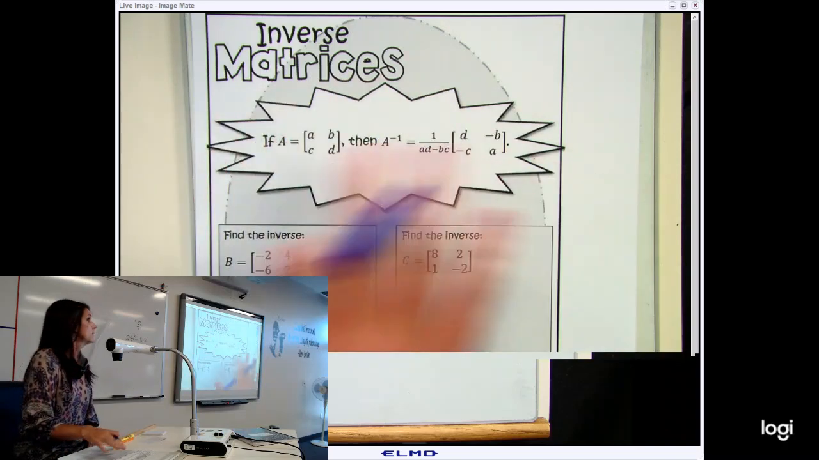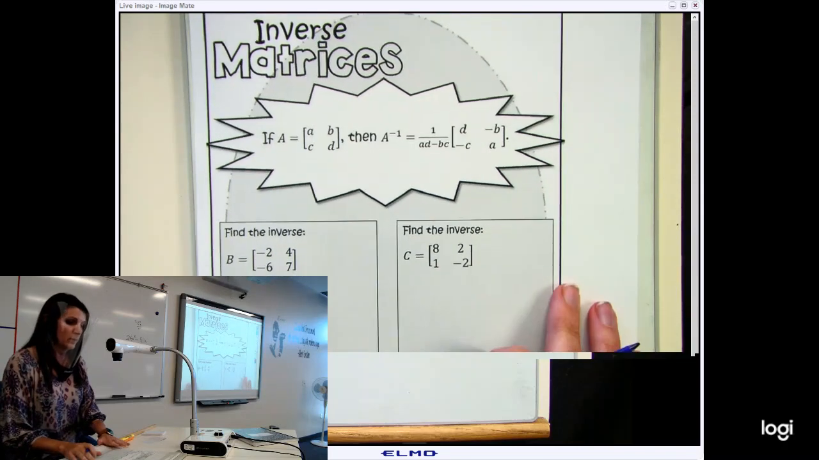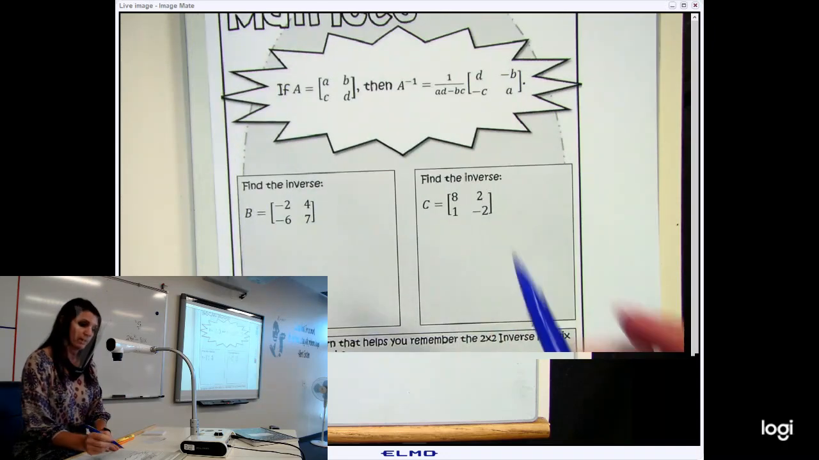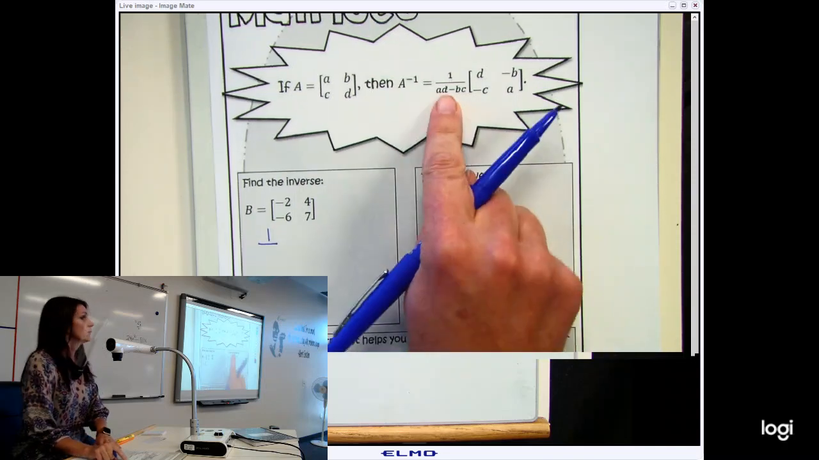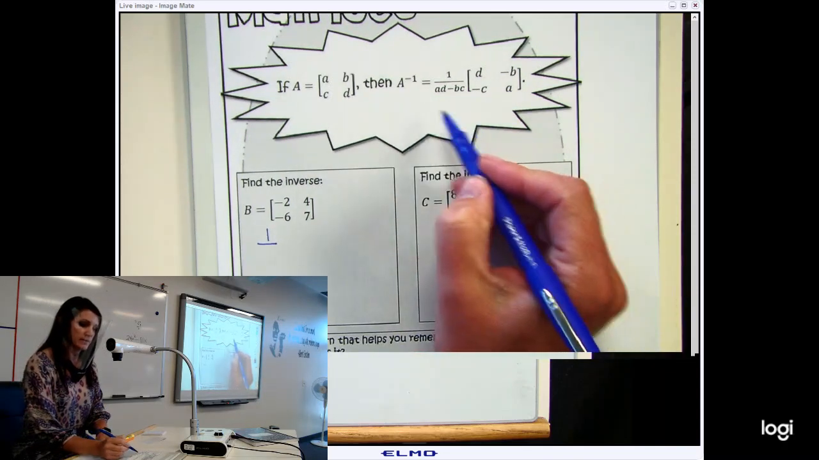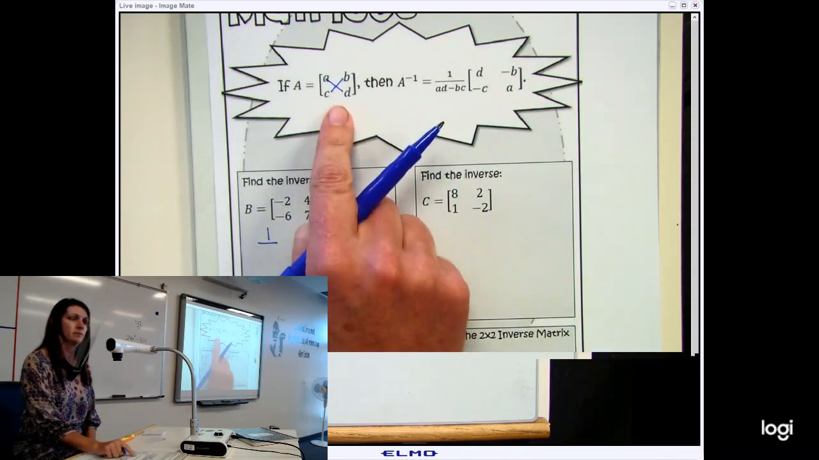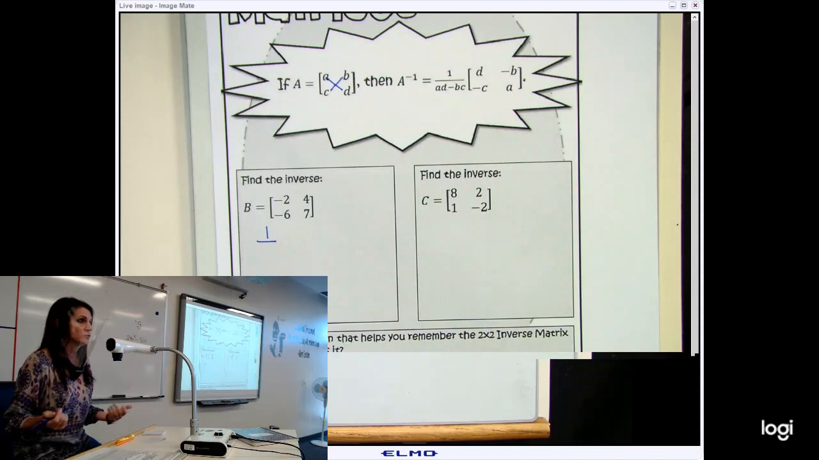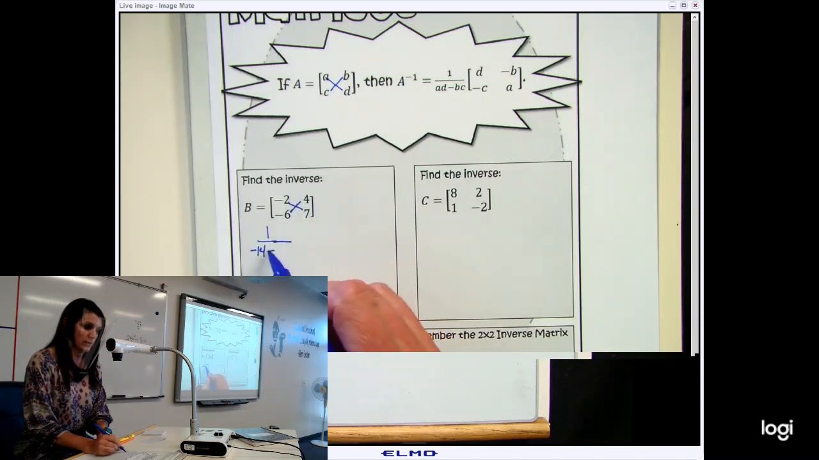And this formula up here makes it look scary, right? Makes it look really scary. But all it is, we've got 1 over, there's my 1 over. And it says AD minus BC. Does that look familiar at all? It's just the determinant, right? So 1 over AD minus a negative 24.